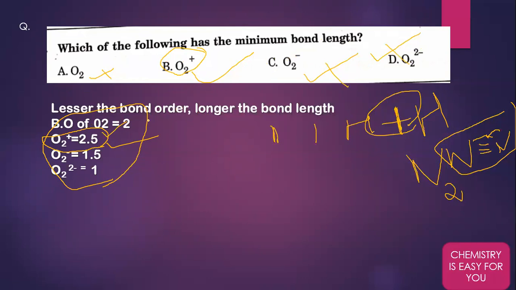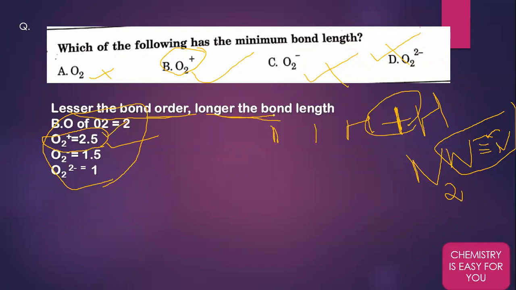So what you have to do, first of all, is find the bond order, and understand that the lesser the bond order, the longer the bond length. I'll be giving the link of the inorganic shortcuts in the description box. Watch that. It will give you the answers within 1 or 2 minutes for these kinds of questions.